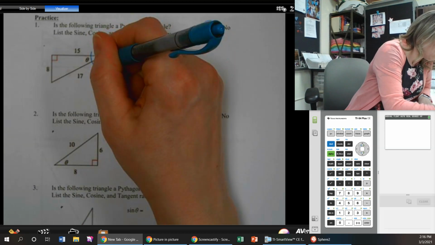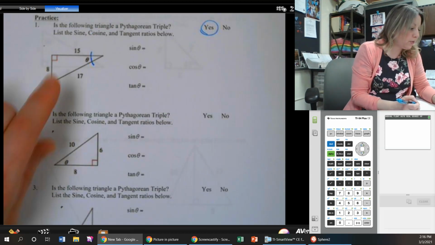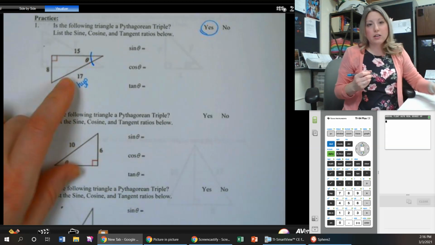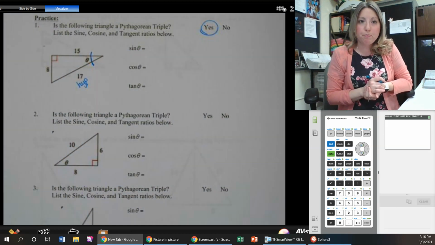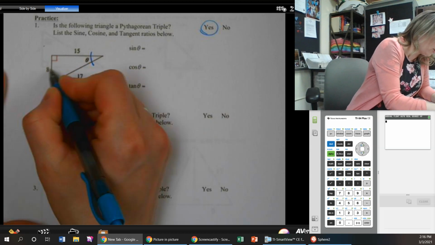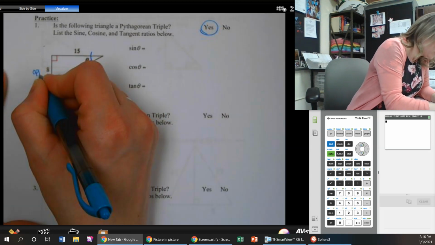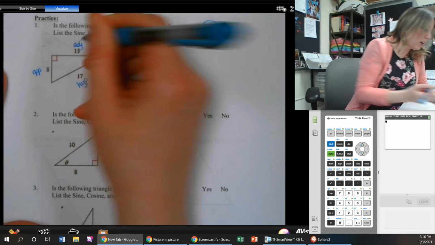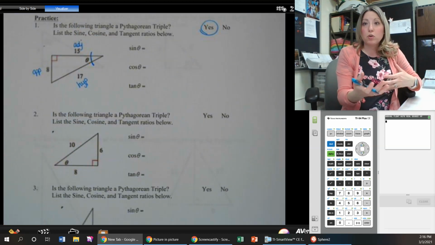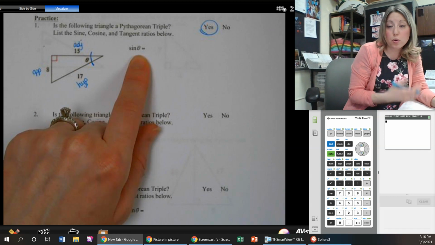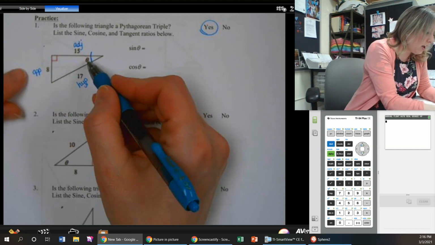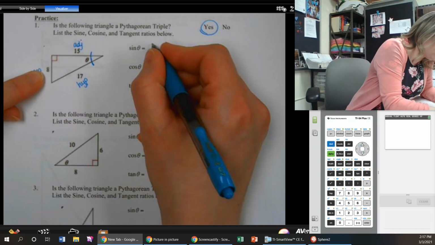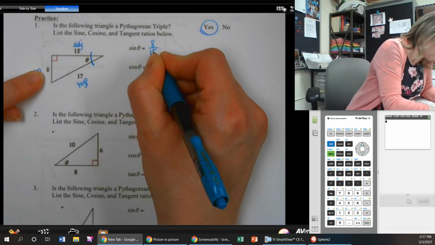There is my angle in question right here. Obviously 17 is going to be my hypotenuse. It is the longest side, and it is the side across from the right angle. From my angle in question, 8 is the opposite side, and 15 is the adjacent side. So when I'm being asked what's the sine theta ratio in this triangle, it's opposite over hypotenuse, or 8 over 17.